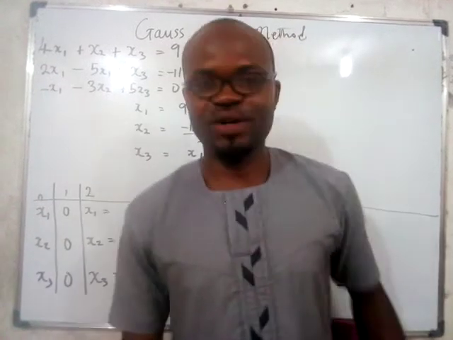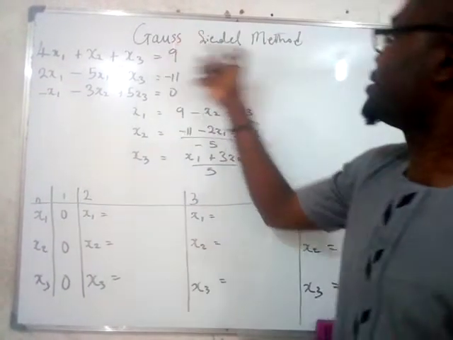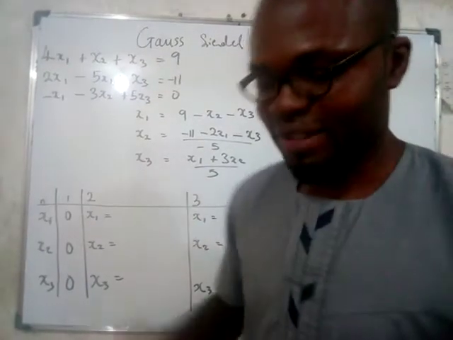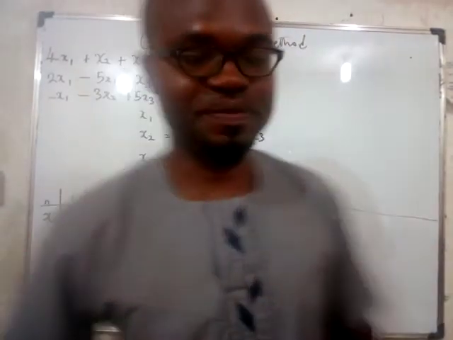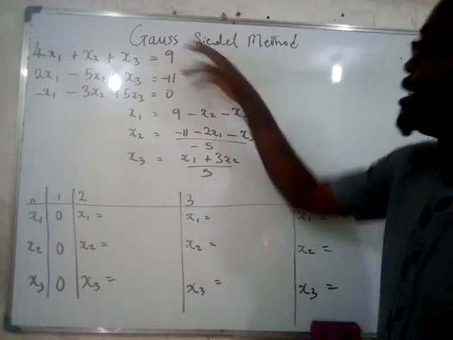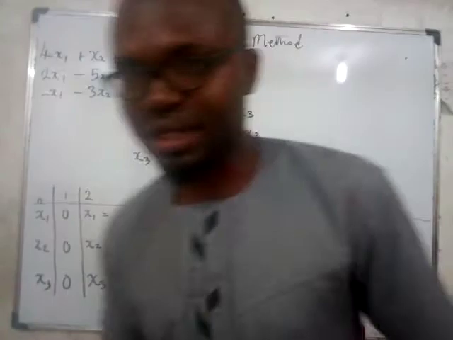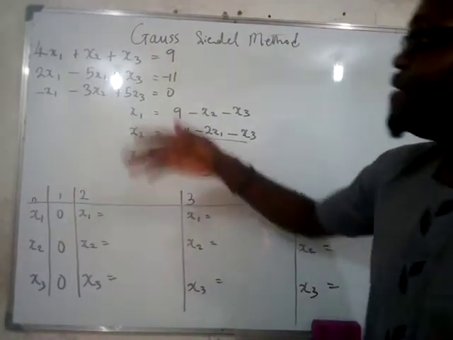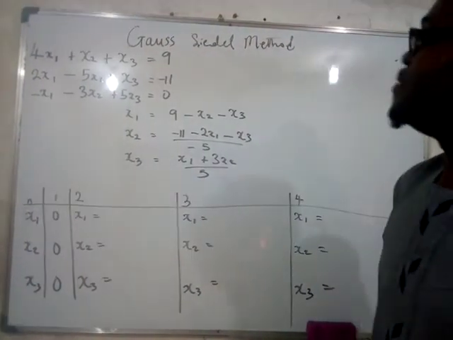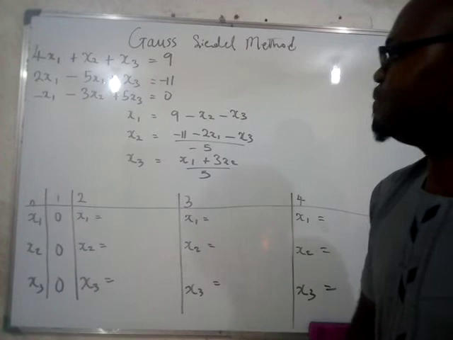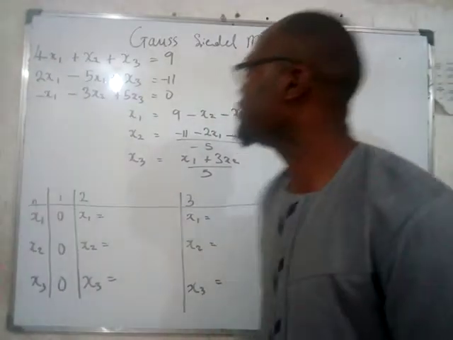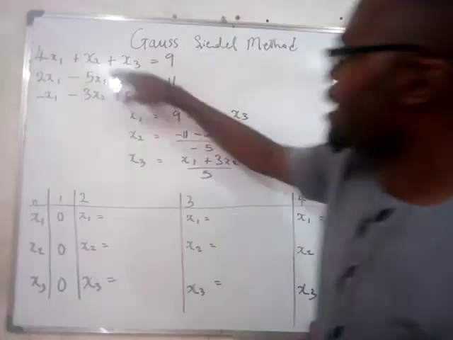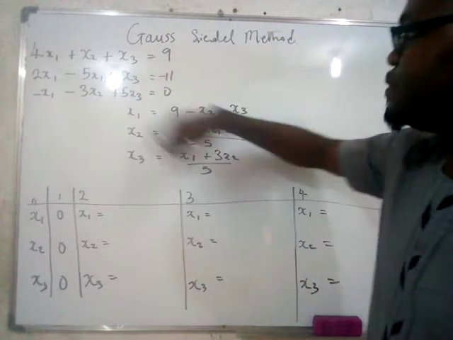Hello, welcome. Today we're going to be looking at using Gauss Seidel's method to solve simultaneous linear equations. In the previous class, we looked at using the Jacobi method. We're going to find out that the Jacobi method and the Gauss Seidel method are almost the same, except for a few things. So first of all, these are the three simultaneous equations.